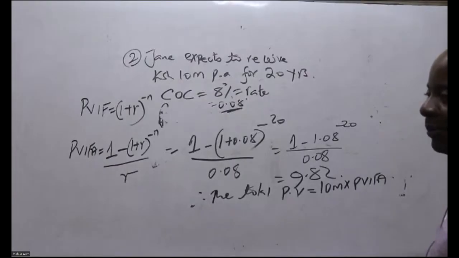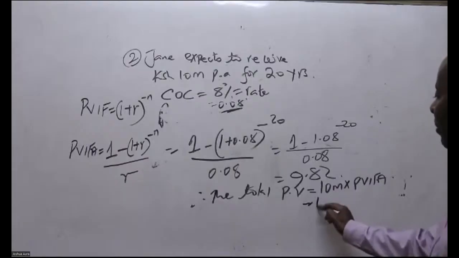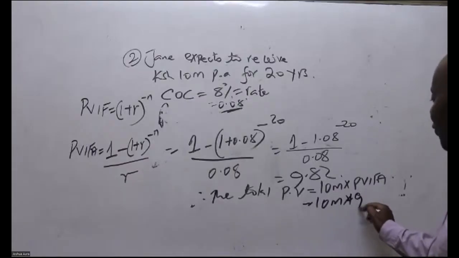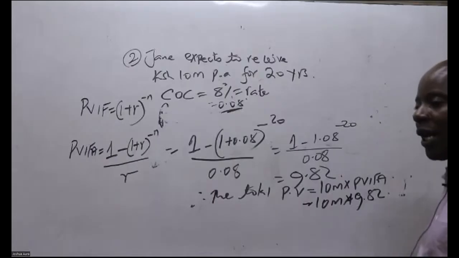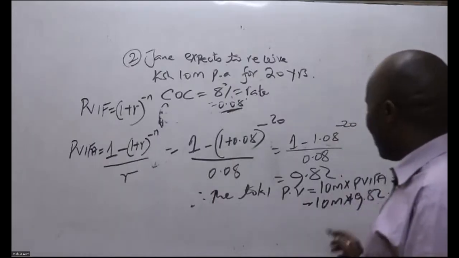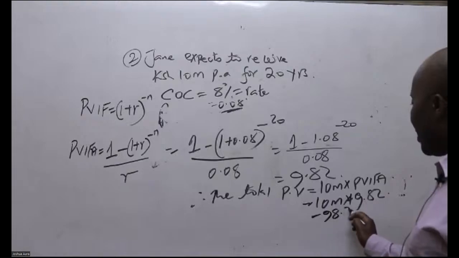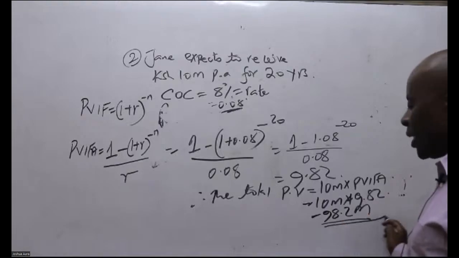10 million times PVIFA, which is 9.82, will end up giving us 98.2 million. That is the final answer.